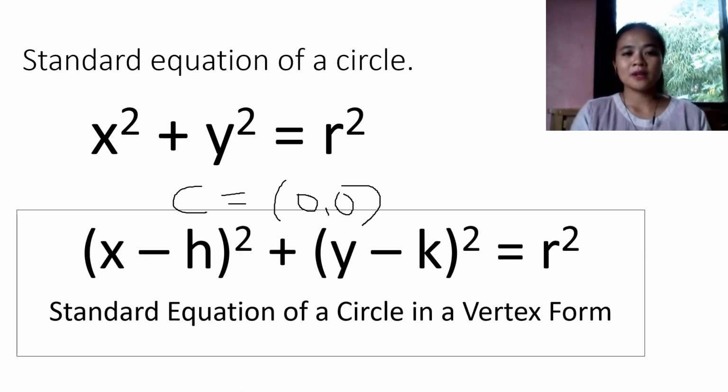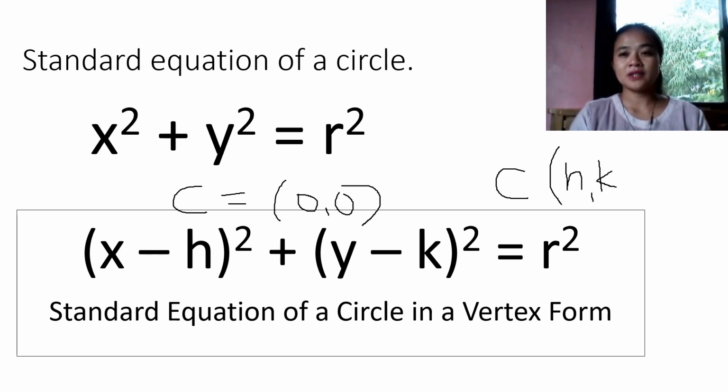The next one, the quantity x minus h squared plus y minus k squared is equal to r squared, is the standard equation of a circle in vertex form, wherein the center of the circle is located in the quadrants or on an axis. So for the center, we have C in the form (h, k). So that is how we determine the center of the circle.